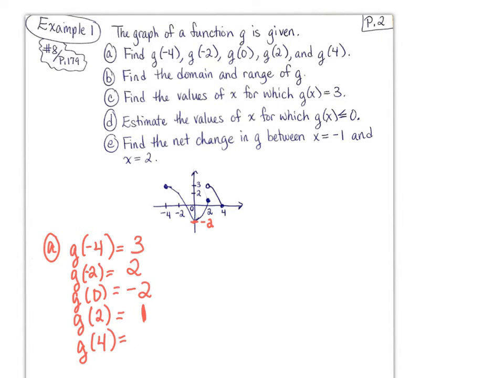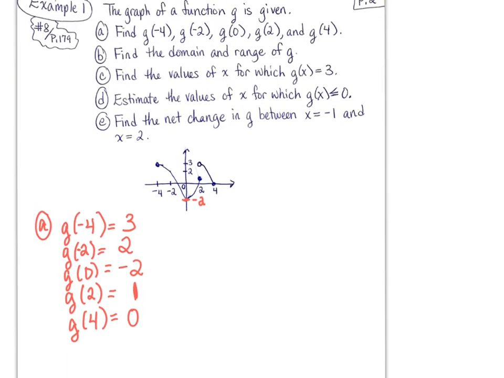Okay. G of 4. G of 4 is equal to 0. Good. Now we need to find our domain and our range.